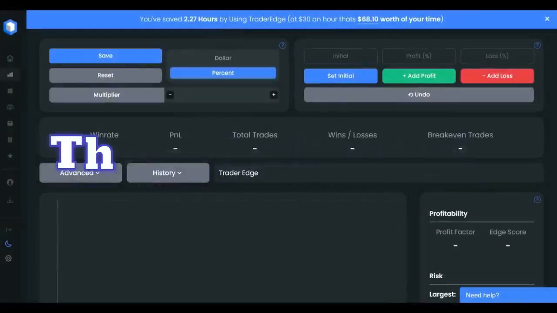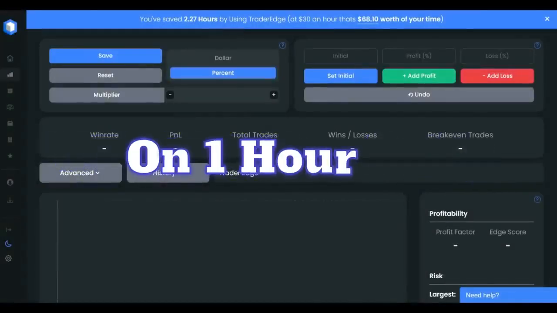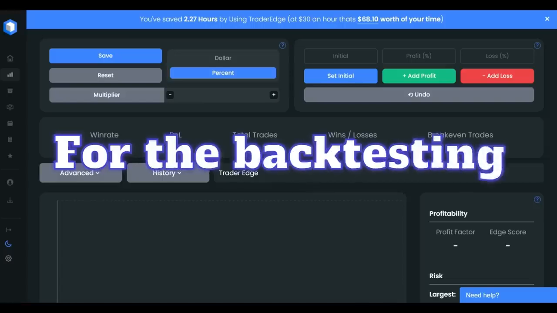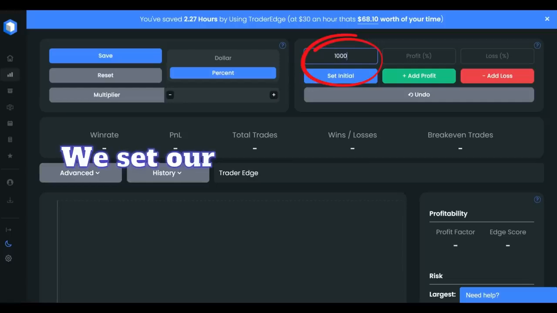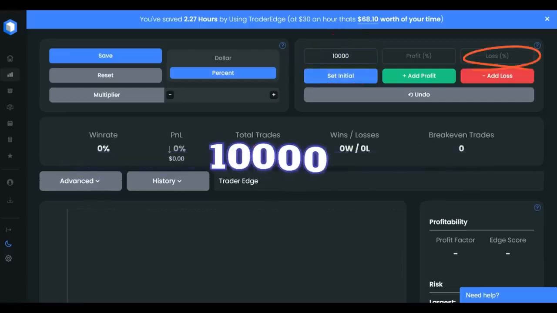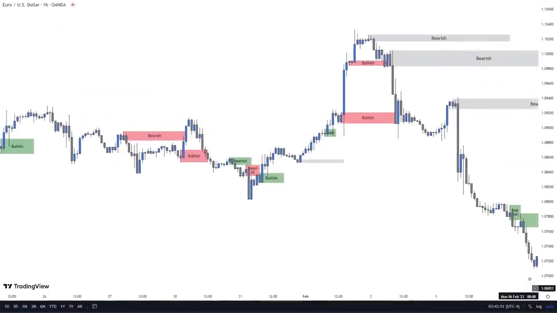We have backtested this trading setup 100 times on the Euro-Dollar pair in the 1-hour time frame. For the backtesting, we use Trader Edge software, which allows us to save so much time while backtesting our strategies. We set our initial account size at $10,000 with 2% risk, targeting 4% profits. Now let me show you the results we have got.